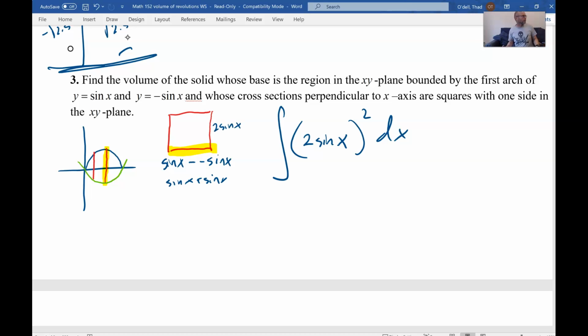Then we just got to find the limits of integration. Well, the limits of integration are where these two guys intersect, and we know that because we know our trigonometry: the first time they intersect is at 0, and the second time they intersect is at pi. So we can evaluate that integral, and it'll give us the volume of the shape that's formed by taking this region and pulling squares out of it.